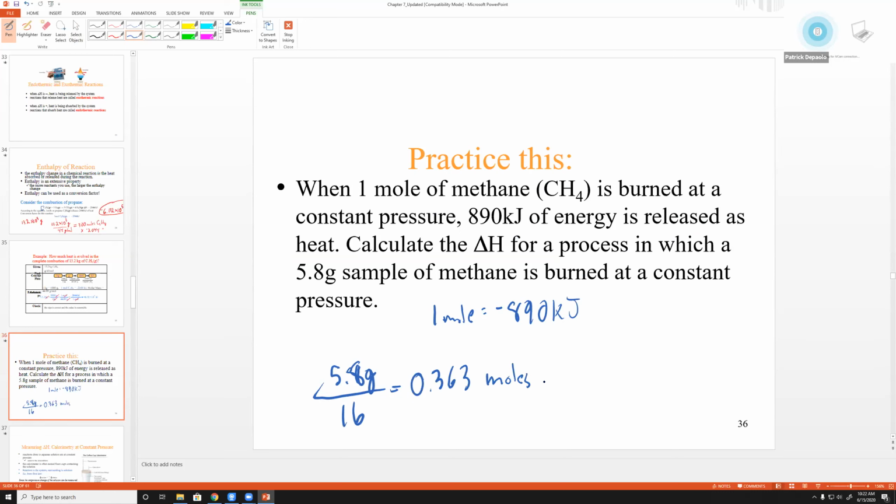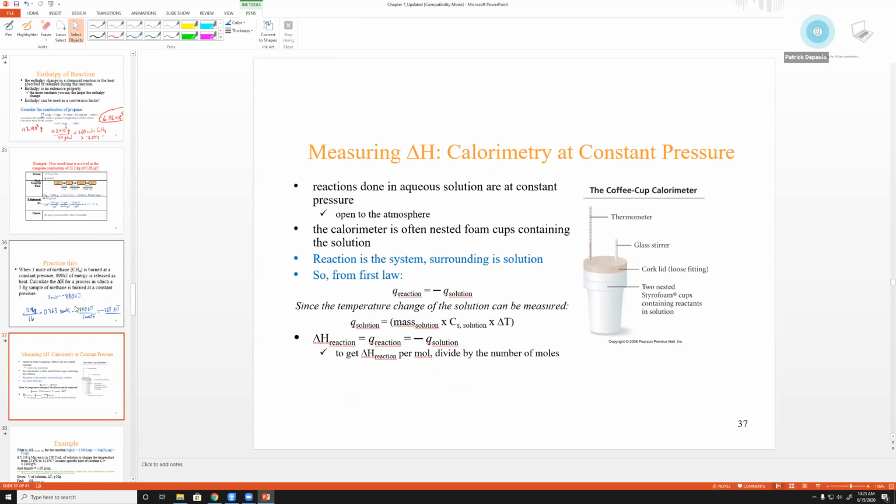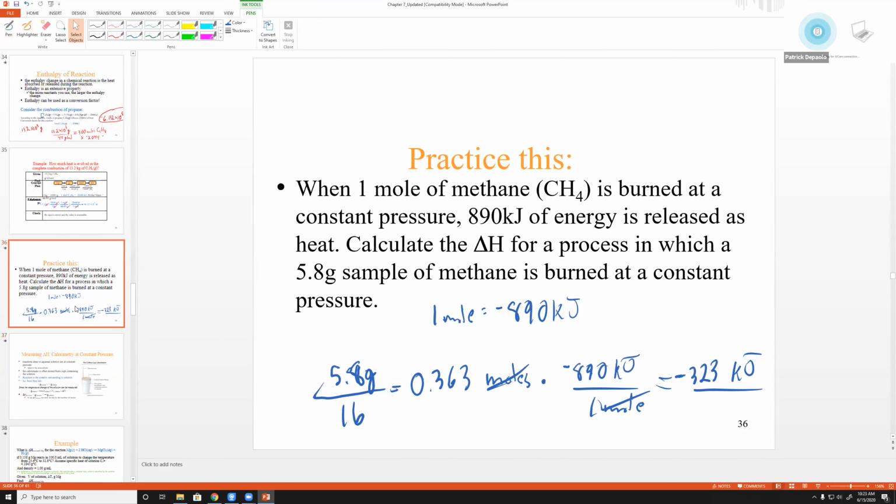Then we know that negative 890 kilojoules is 1 mole. Moles will cancel, and we get negative 323 kilojoules. Boom. So yeah, not so bad. There we go. That's the answer.